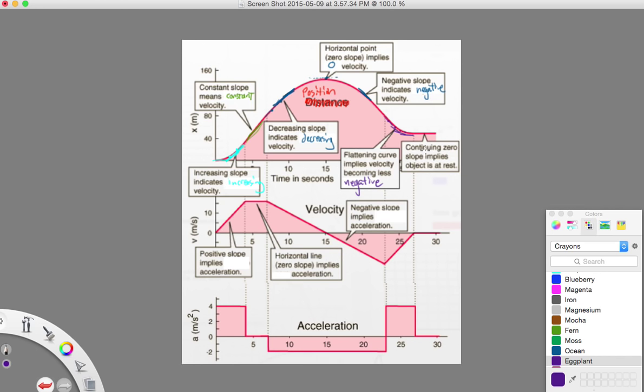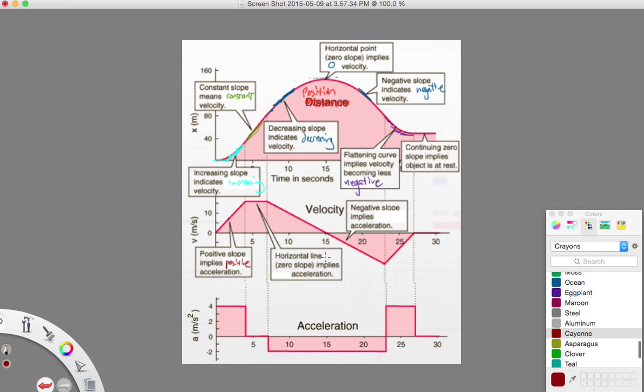All right. Now let's go to this graph over here. It says, positive slope implies what about the acceleration? Positive slope right here. So remember, the acceleration is just the slope of the velocity versus time graph. So the positive slope here means a positive acceleration. So I'll use a different color. Cayenne. Positive acceleration.